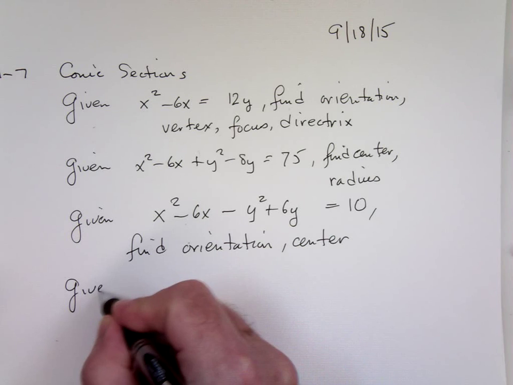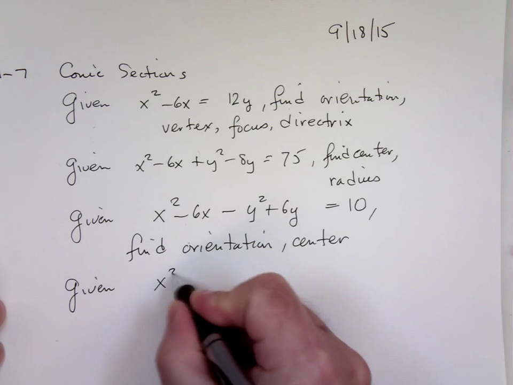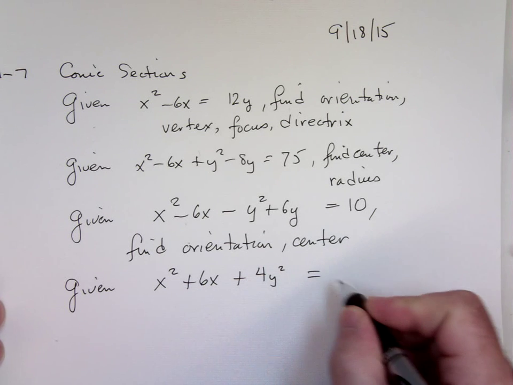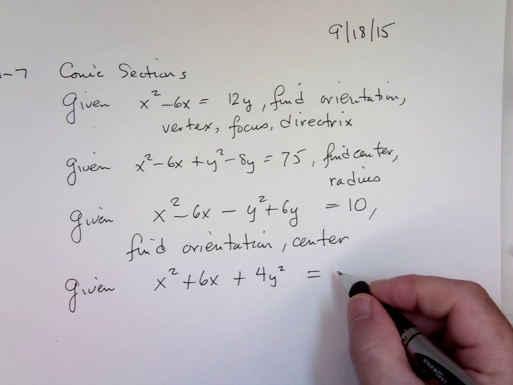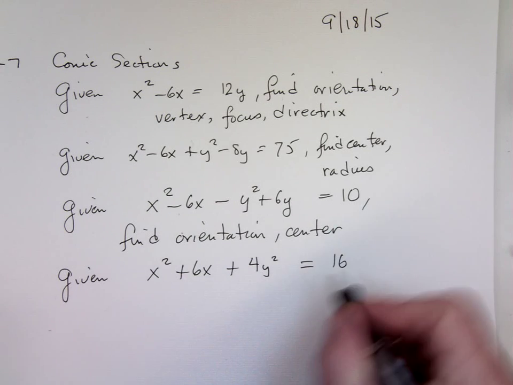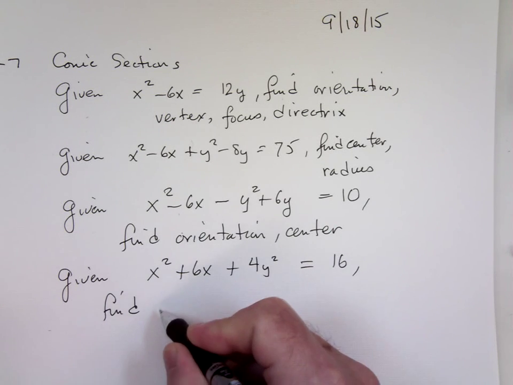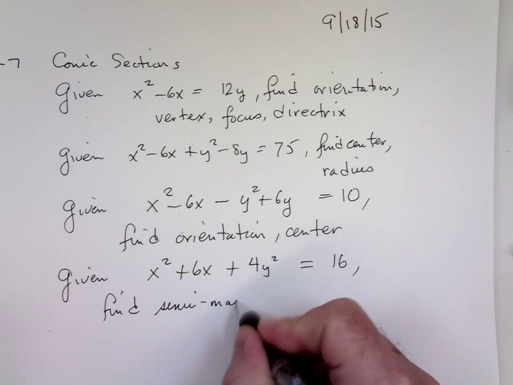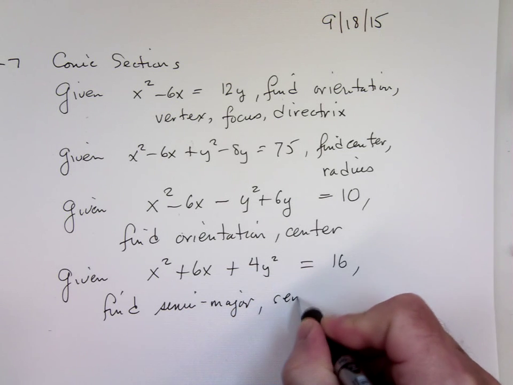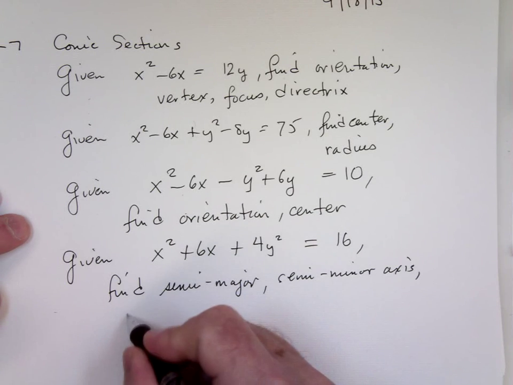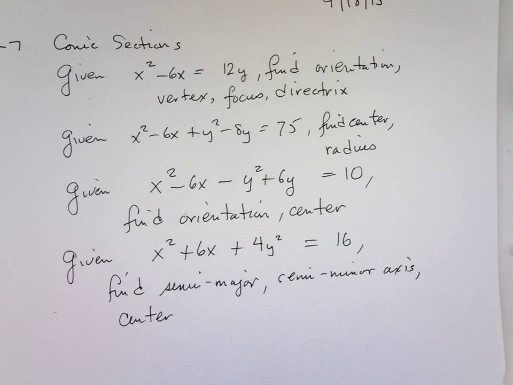Given the possibility of an ellipse, let's say, add 9, something like this. I would ask you to find semi-major. All right, ask for the center first, but I've already written semi-major. Semi-major, semi-minor axis. That's the length of each. The center of this ellipse. That's pretty much it. That's what I would ask you for.